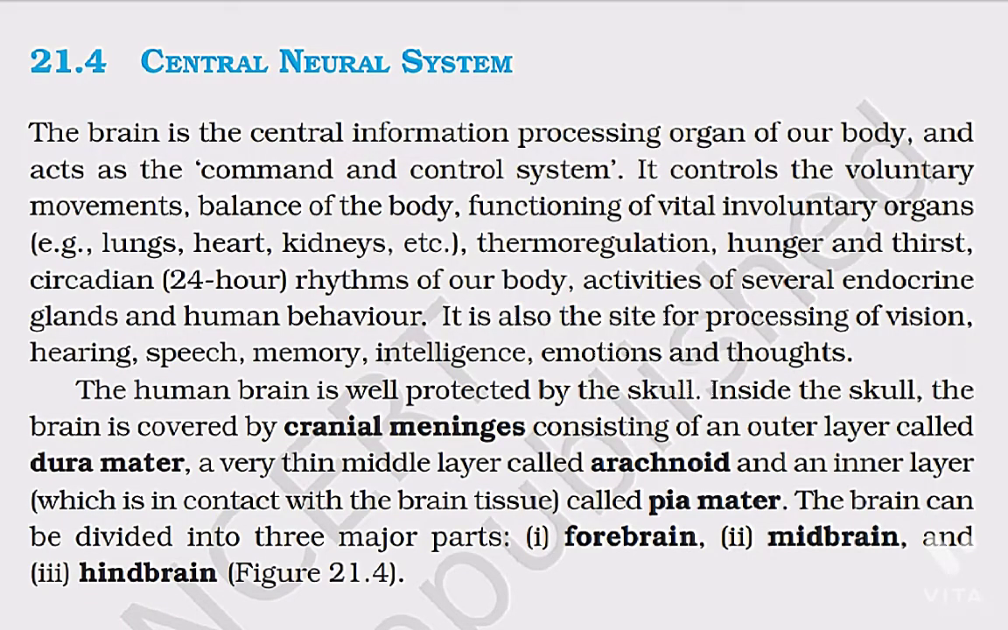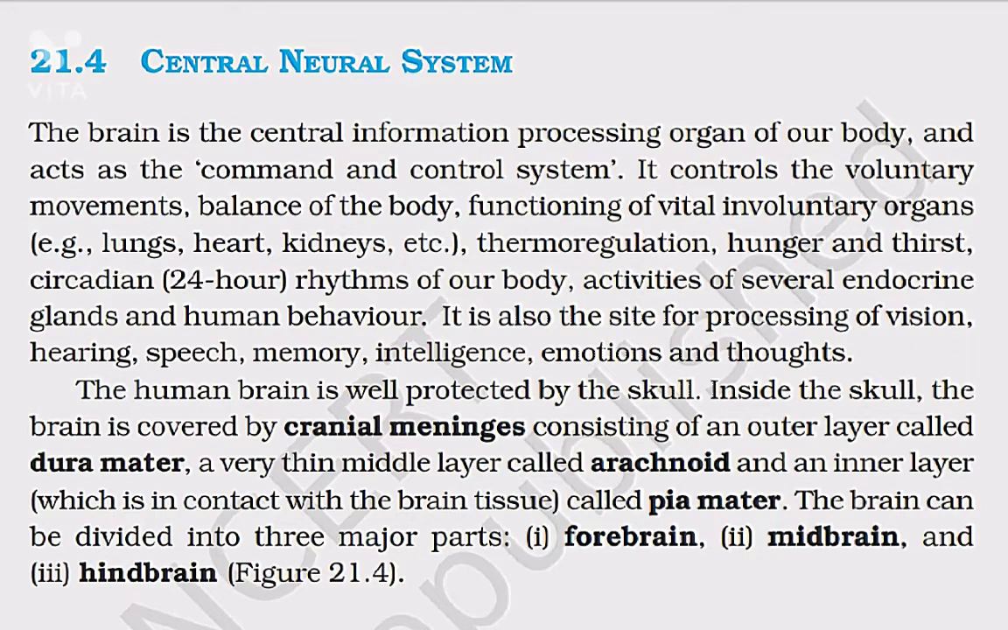21.4 Central Neural System. The brain is the central information processing organ of our body and acts as the command and control system. It controls the voluntary movements, balance of the body, functioning of vital involuntary organs, example lungs, heart, kidneys, etc., thermoregulation, hunger and thirst, circadian 24-hour rhythms of our body, activities of several endocrine glands, and human behavior. It is also the site of processing of vision, hearing, speech, memory, intelligence, emotions, and thoughts.